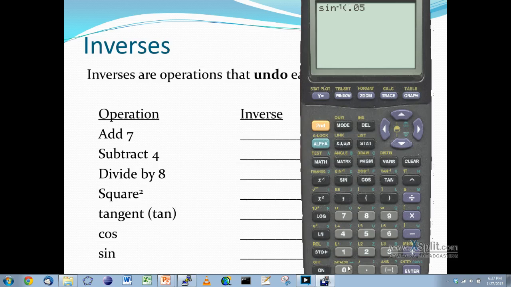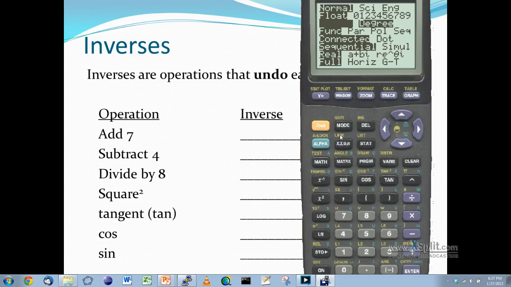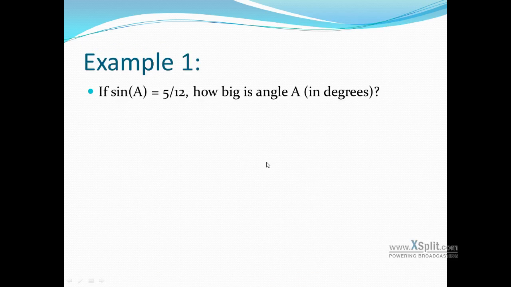Do a sine inverse of 0.05. Rather, let me take that back, 0.5. Do a sine inverse of 0.5. Hit enter. If you do not get 30 degrees back out, then your calculator is in the wrong mode. You're going to have to hit that mode button and then switch it over to degrees. Luckily, I was already in degree mode.